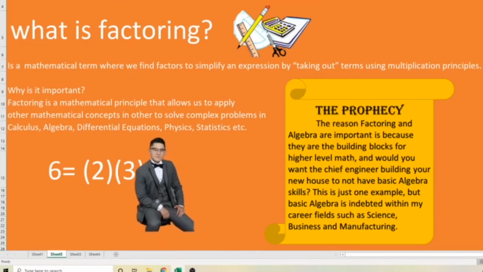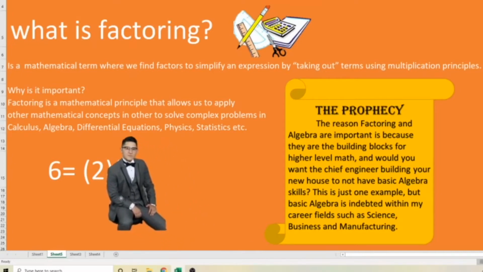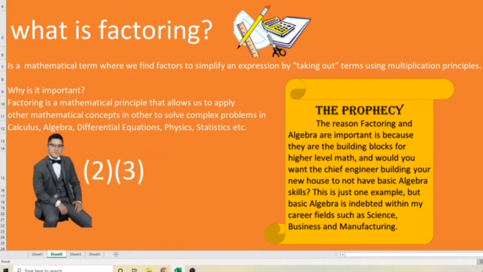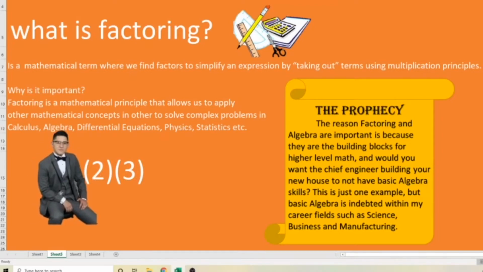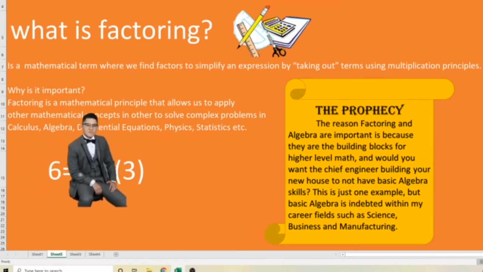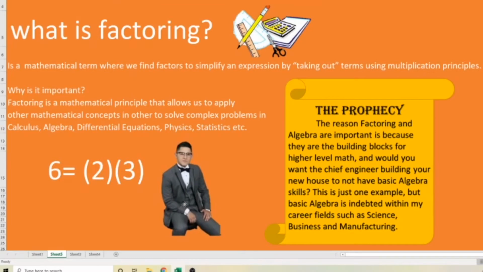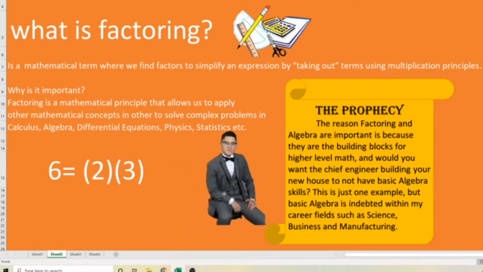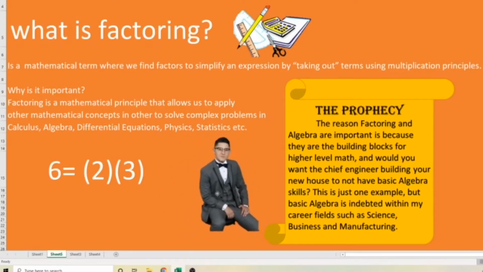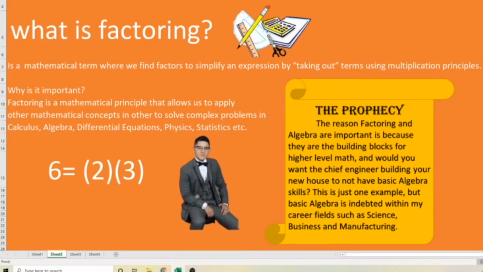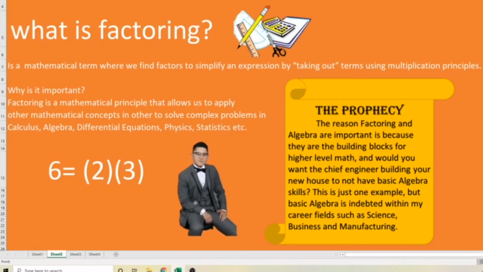Here I have a simple example. We can see that 2 multiples would be 2 and 3. 2 times 3 equals 6. This would be a simple way of showing the number 6. The reason factoring and algebra are important is because they are the building blocks for higher level math.